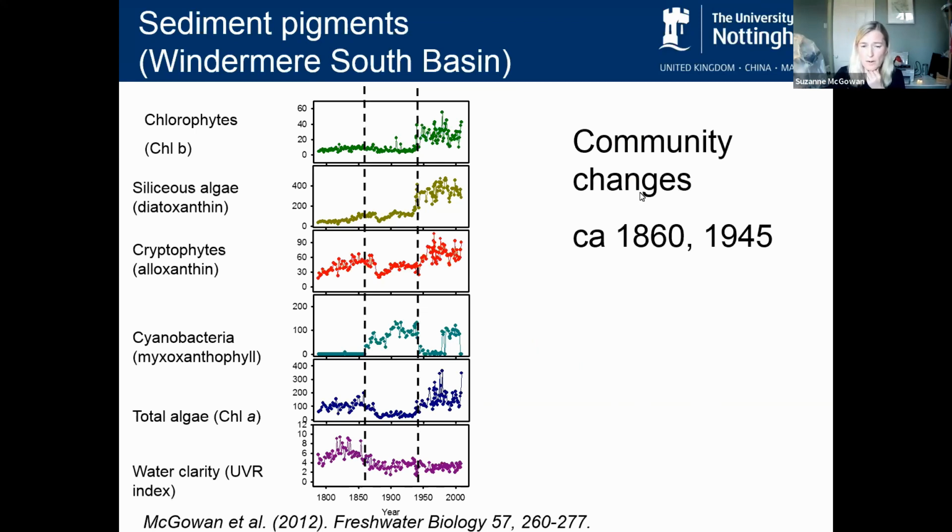And if we look at the more complete record, this is the sediment core record from Windermere. What we can see is we've got community changes that really happened around about 1960, where we've got this increase in cyanobacteria. Then we've got another big change around about 1945. Now, of course, that's pretty inconvenient given that the monitoring record started in 1945, but it really gives us a window into some of the longer term changes.